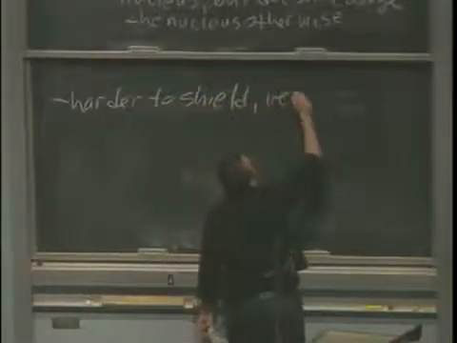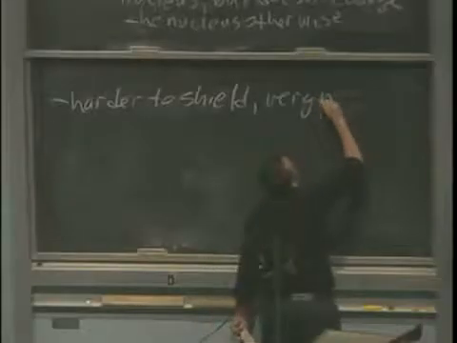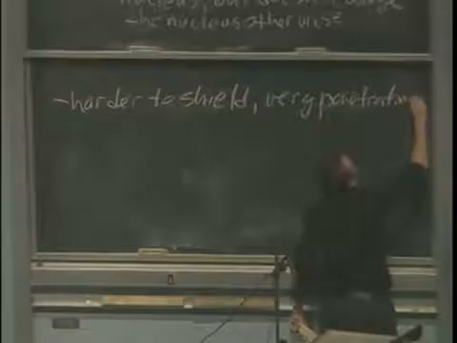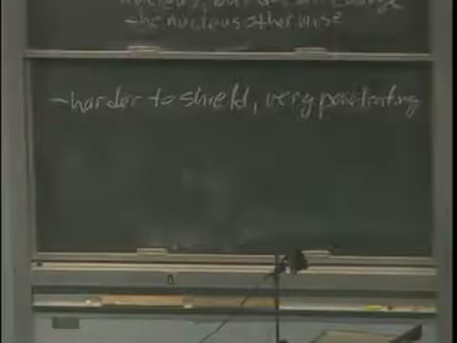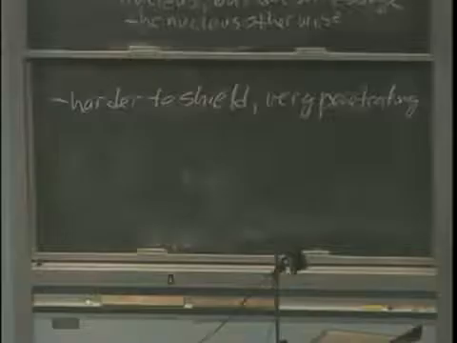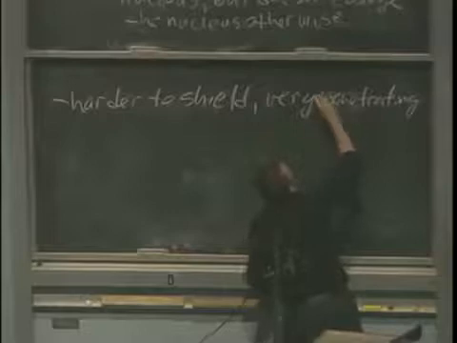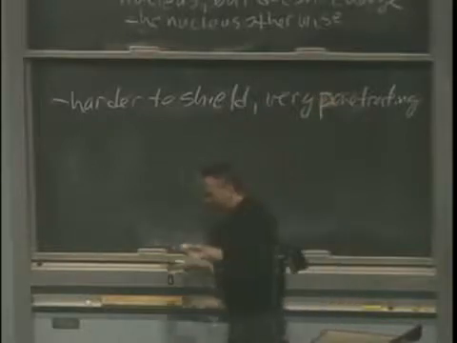So they can be very penetrating. For some of them, you're talking about literally inches of lead in order to stop the gamma rays. Whereas here, you might be talking about a piece of paper can stop alpha rays and beta rays. So gamma rays are much harder to stop, which means we call them penetrating radiation.